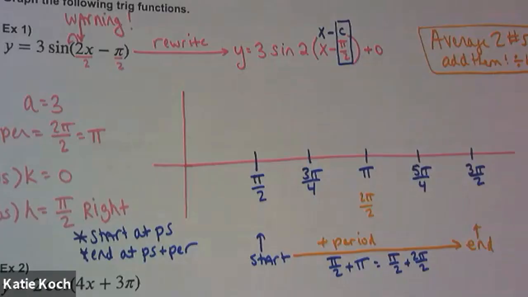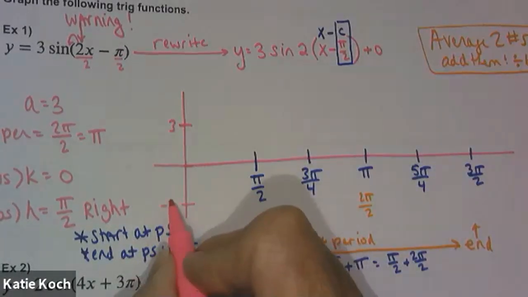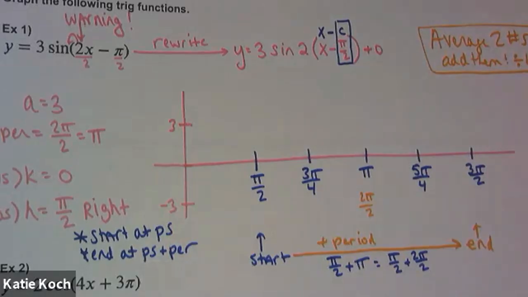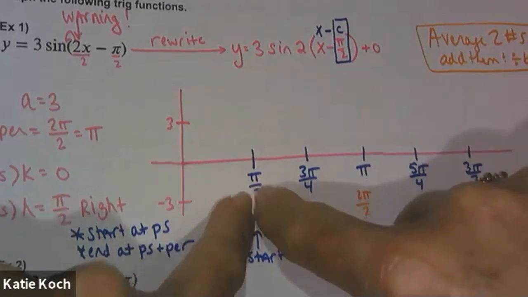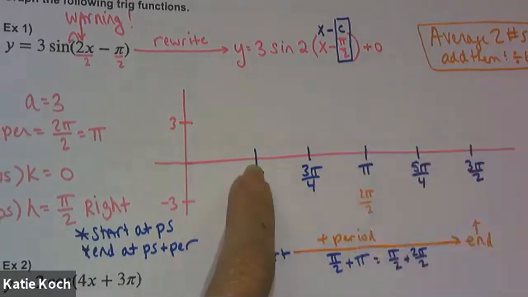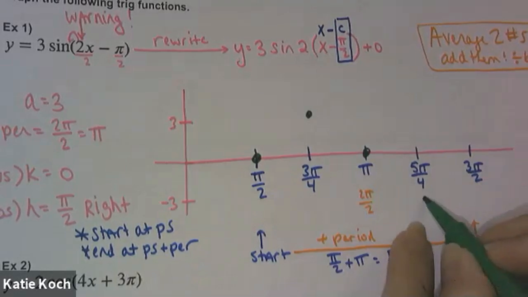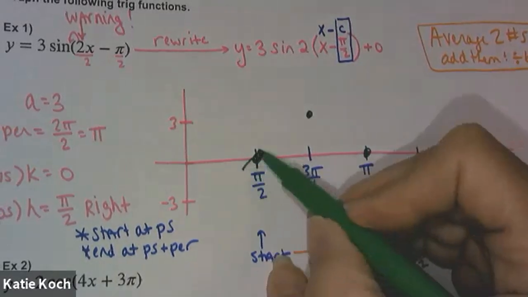And now on the y-axis, I'll list the amplitude, which is 3. So my top is 3 and my bottom is -3. And finally, I need to graph the sine: middle, top, middle, bottom, middle. But remember to start here. So I'm going to go middle at pi over 2, middle, top, middle, bottom, middle, just like that.